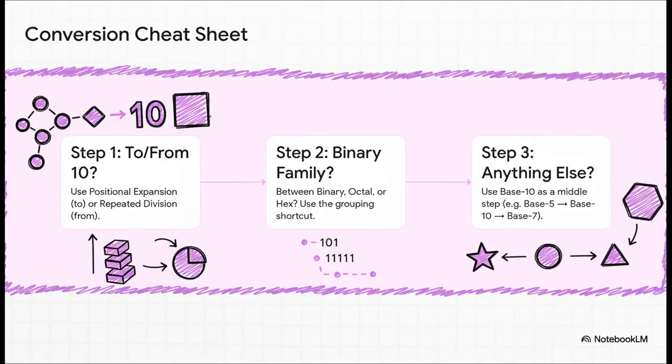So here it is. This is your mental flowchart for any number conversion you ever have to do. If base 10 is involved, either where you're starting or where you're going, use those universal rules, expansion or division. If you're just moving between members of the binary family, like binary, octal, or hex, always use the grouping shortcut. It's so much faster. And for any other weird conversion, just use base 10 as your middle step.